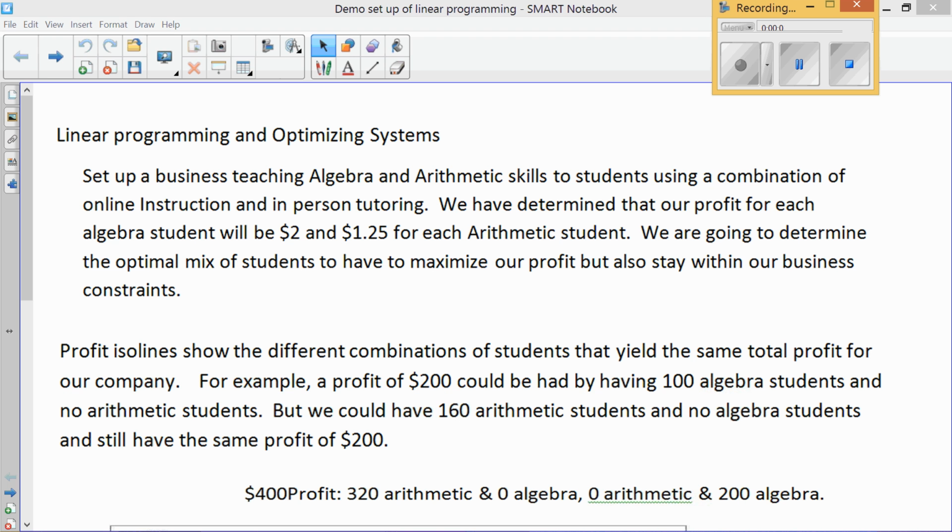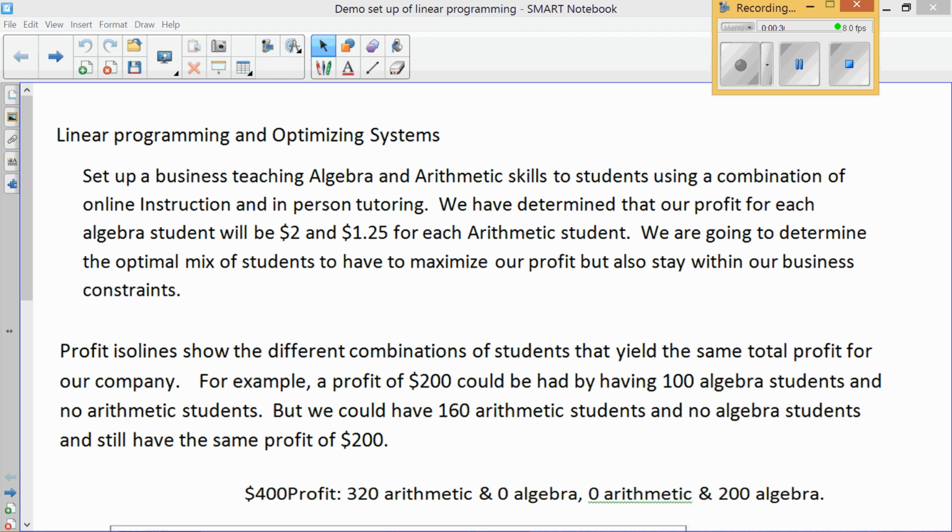Let's look at setting up a linear programming problem. The scenario here is we're going to have a business where we teach algebra and arithmetic skills to students. We're doing a combination of online instruction and in-person tutoring. We've determined our business model will have a profit for each algebra student set at $2 and $1.25 for each arithmetic student. We want to determine the optimal mix of students to maximize our profit but stay within our business constraints.